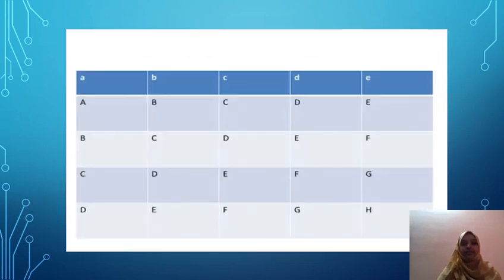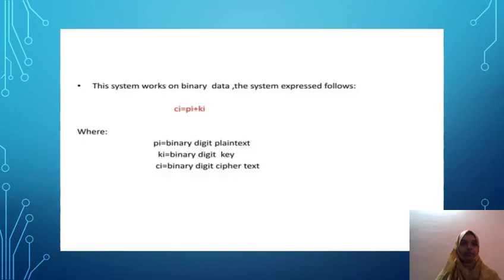Here is an example which represents the polyalphabetic substitution technique. This system works on binary data. The system is expressed as follows: Ci is equal to Pi plus Ki, where Pi is the binary digit of plain text, Ki is the binary digit of the key, and Ci is the binary digit of ciphertext.